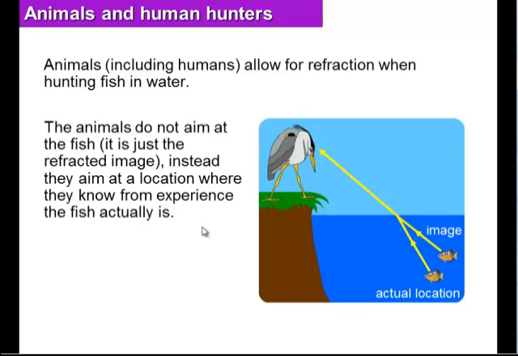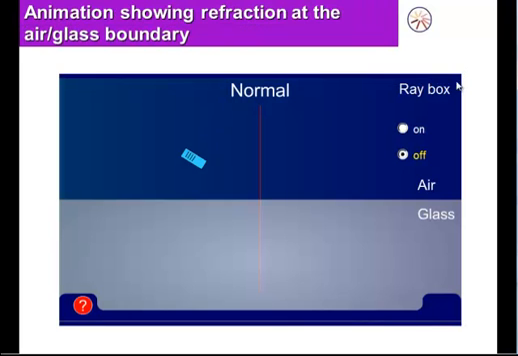Now, due to the experience of the heron, they've worked out that if they strike just ahead of the fish and a little deeper, then that's where the actual location is, and that's why they're so successful at catching fish, because they've automatically understood the laws of refraction, and that's what I'm going to try and train you to do during this session. So, how refraction works.